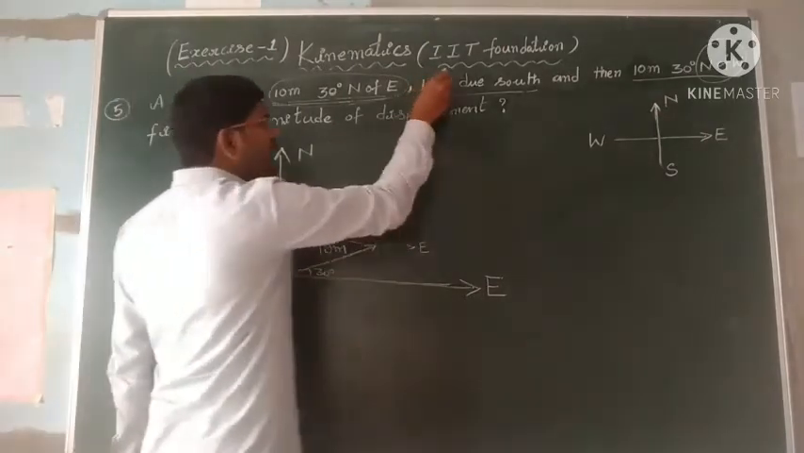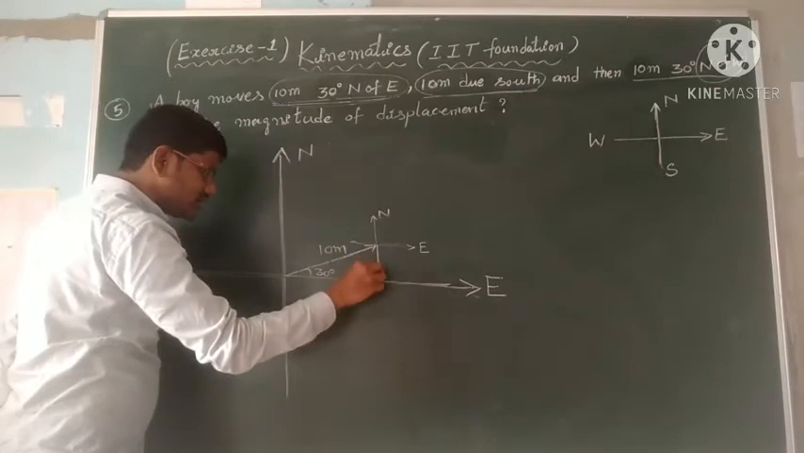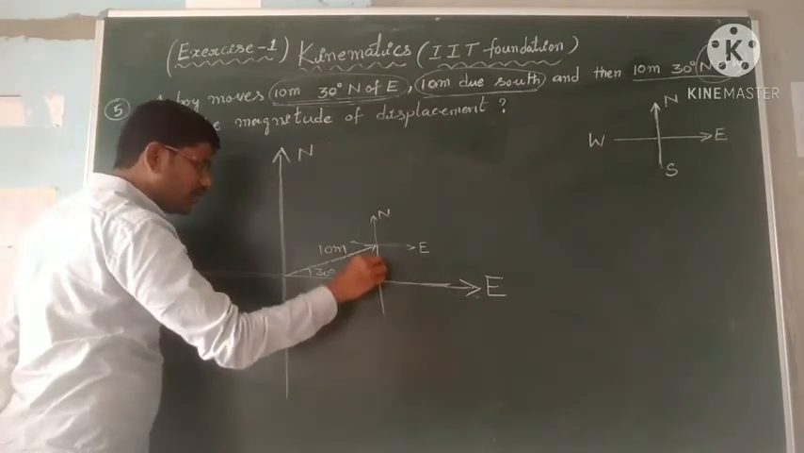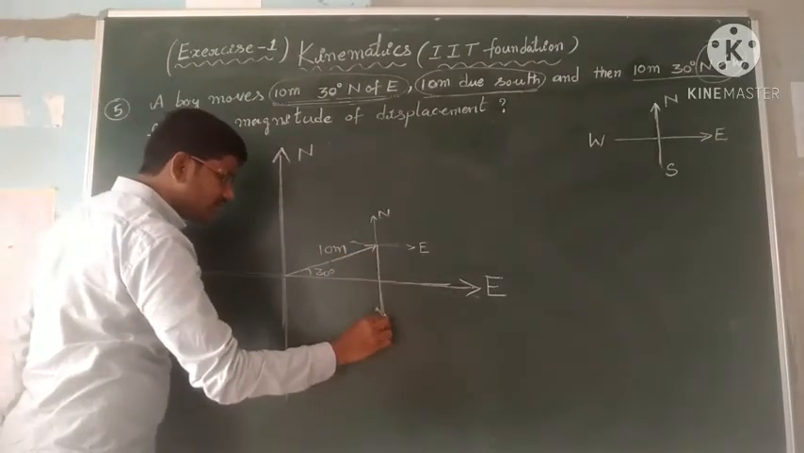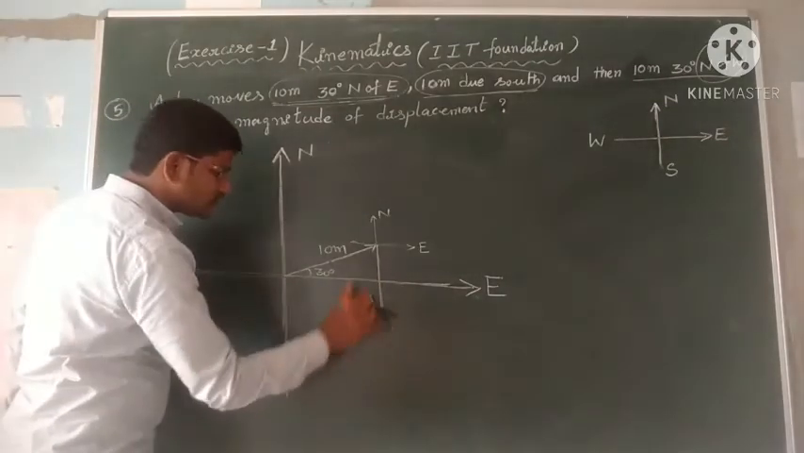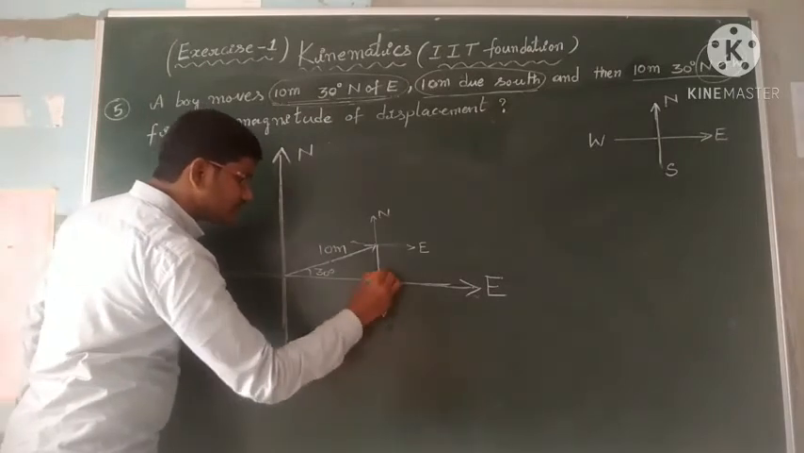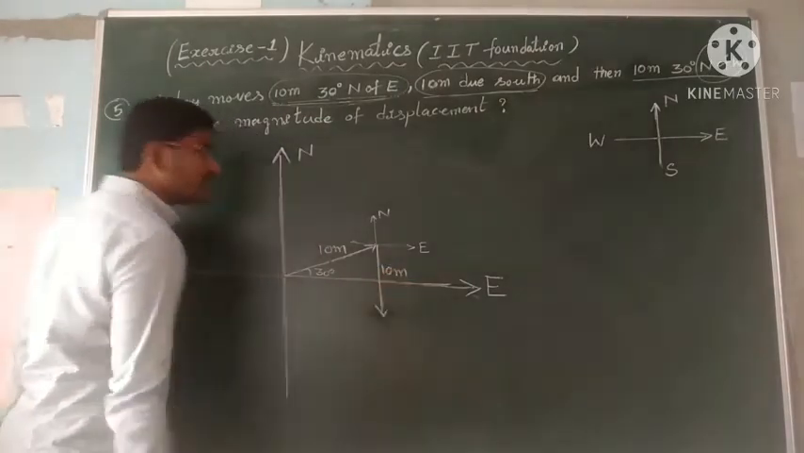And now next 10 meters due south. Next 10 meters due south means again he is coming downward. That is called next 10 meters. He is coming to the south. So the next 10 meters south direction. So this next 10 meters south I have taken.